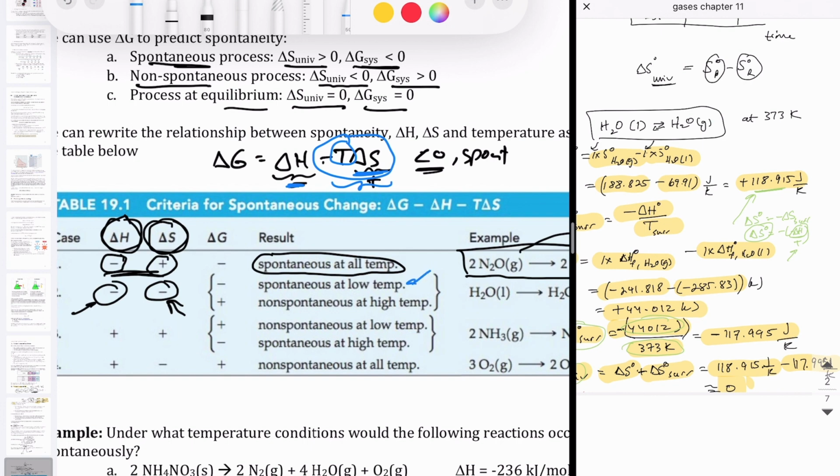So therefore, this reaction is going to be spontaneous at low temperature, because at low temperature, that unfavorable entropy is not as significant, but at higher temperature, it's going to be significant. So this reaction is going to be non-spontaneous at higher temperature.